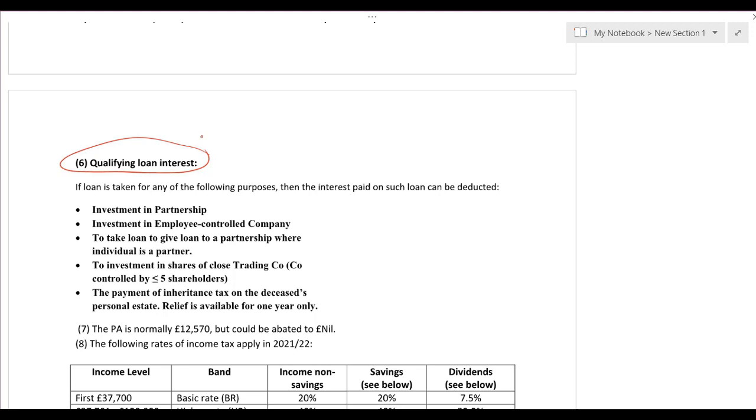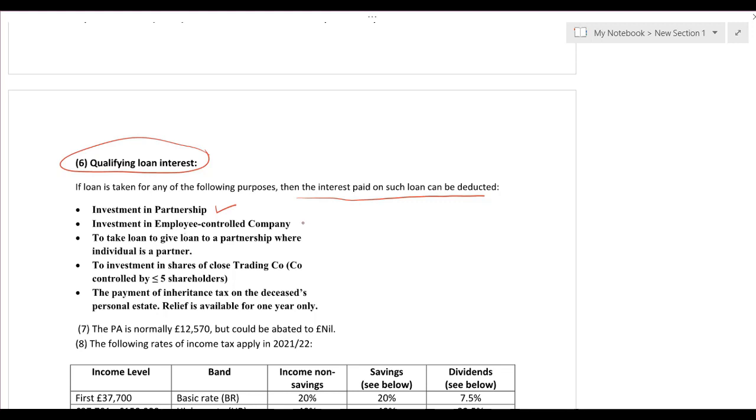Second, what are the qualifying purposes? Because interest is only qualifying interest when the loan is taken for a qualifying purpose. So let us discuss. If a loan is taken for any of the following, then the interest paid on such loan can be deducted from total income. Number one, investment in partnership. Let's say someone takes the loan and then invests in a partnership. Obviously, on that loan, that individual has to pay interest. That is a qualifying interest.